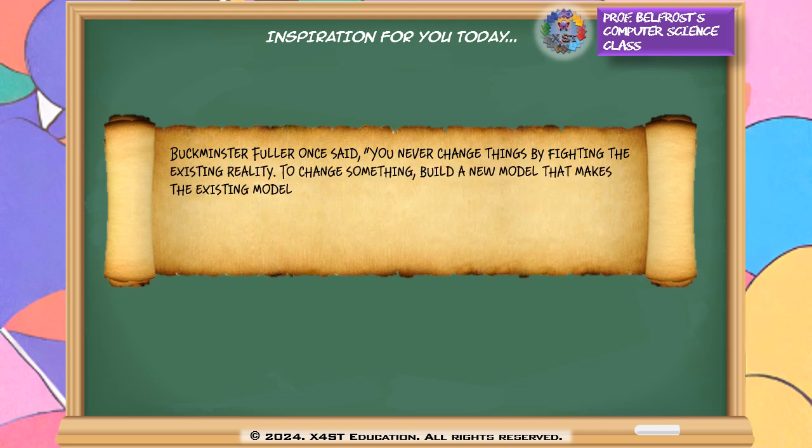So here's a little quote for you. Buckminster Fuller once said, "You never change things by fighting the existing reality. To change something, build a new model that makes the existing model obsolete." So that's all.